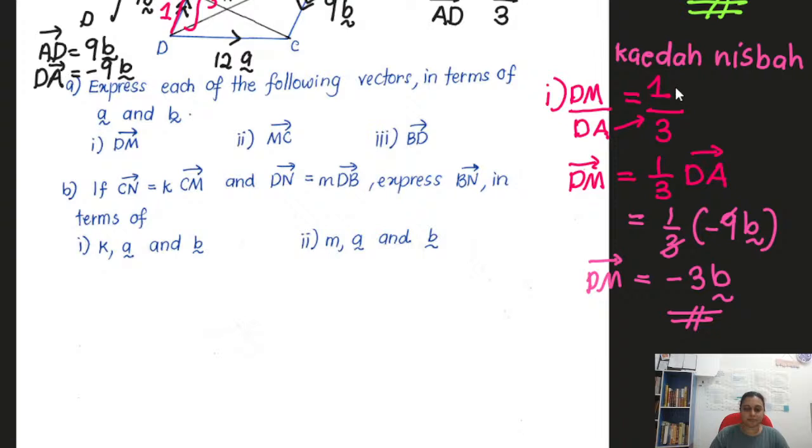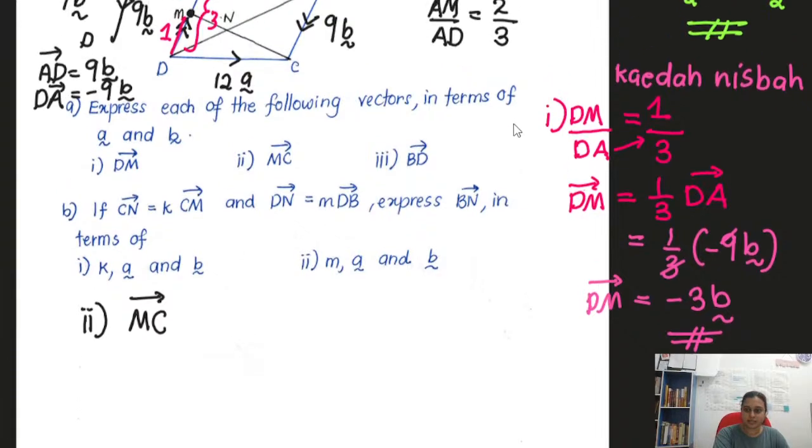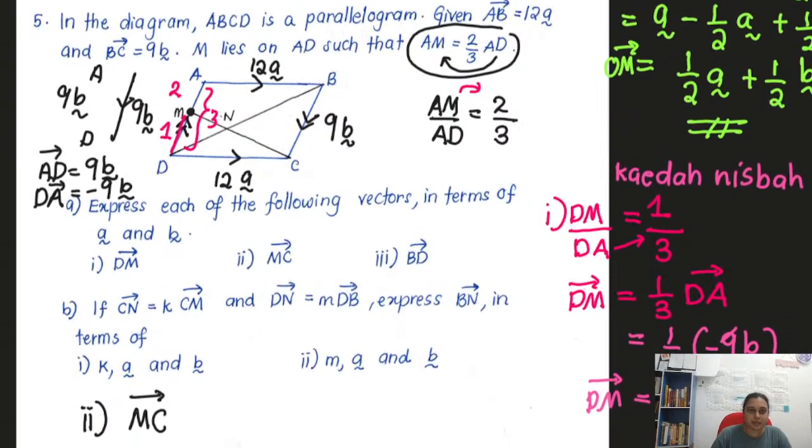Okay, the second one, we want to find MC. We want to find M to C. So I go to the diagram. I am going to erase this. I am finding M to C, this part. So, do you want to use ratio or connecting point? Think first. Which will be easier for us here? Ratio or connecting point?